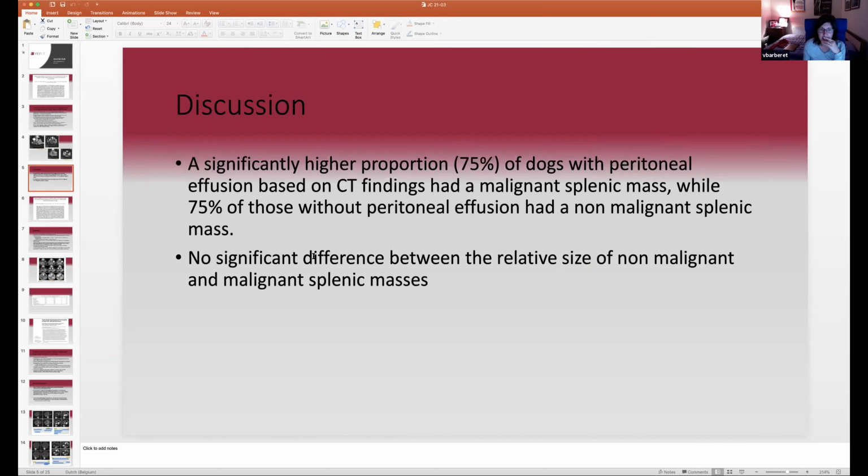Then something interesting is that they had no differences between malignant and non-malignant for the size of the masses. Sorry, that's my children. So the size in that study, they didn't have a statistical difference to help them use that as a criterion.